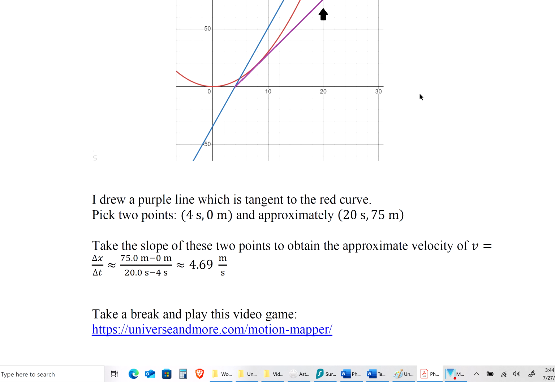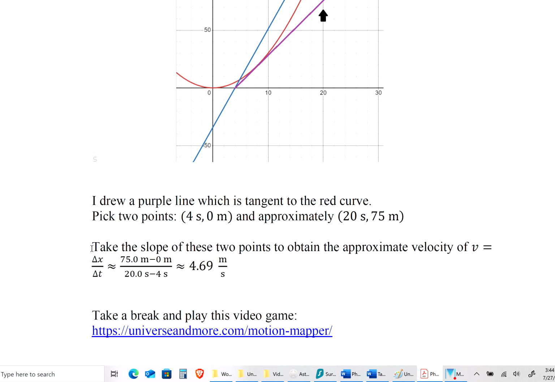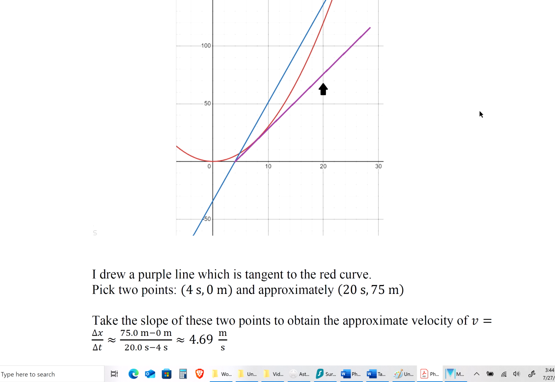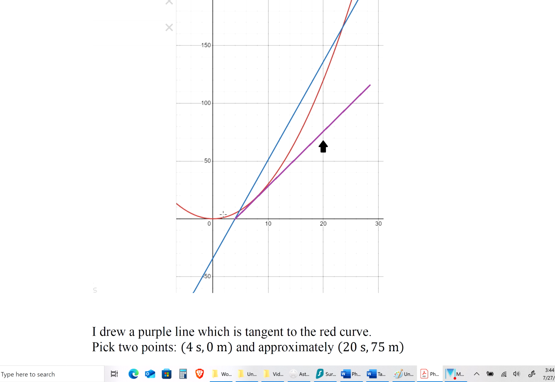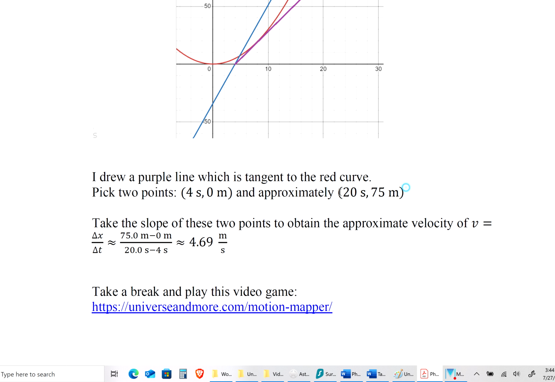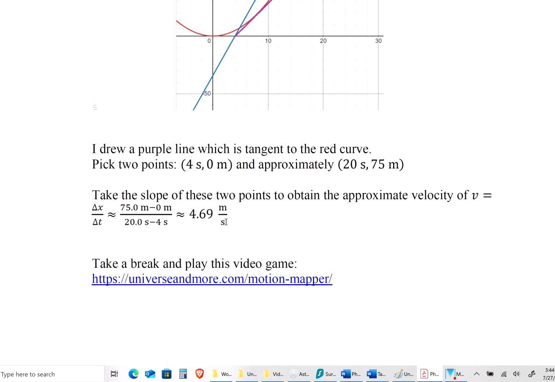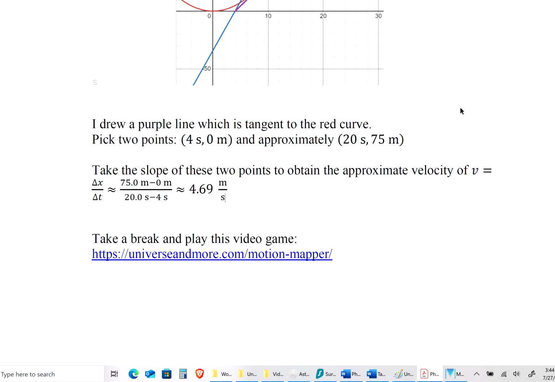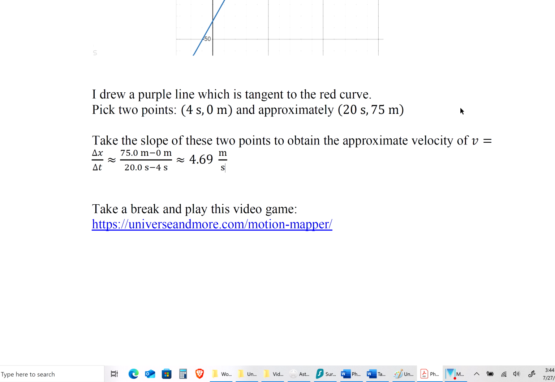So we could take the slope to obtain the velocity. You pick 2 points, and I picked 4, 0 and 20, 75, approximately. And I get an answer of about 4.69 meters per second. So if you run at 4.69 meters per second, 4 seconds after the train leaves, you could catch up to the train once. Take a break and play this video game.